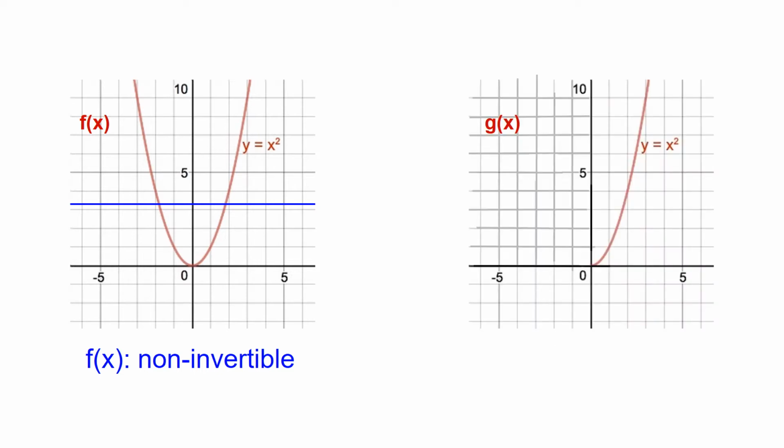Now let's look at g of x, which is identical to f of x, except that its domain is restricted to non-negative values of x. That is, x is greater than or equal to 0. g of x passes the horizontal line test. So it is a one-to-one function, and it is invertible. So what we see from this example is that some non-invertible functions can become invertible if their domains are restricted.